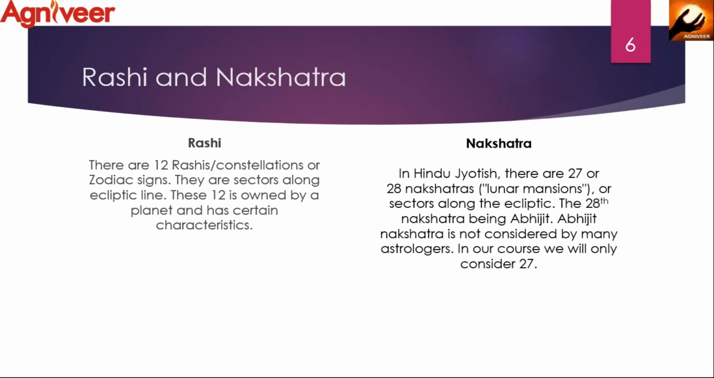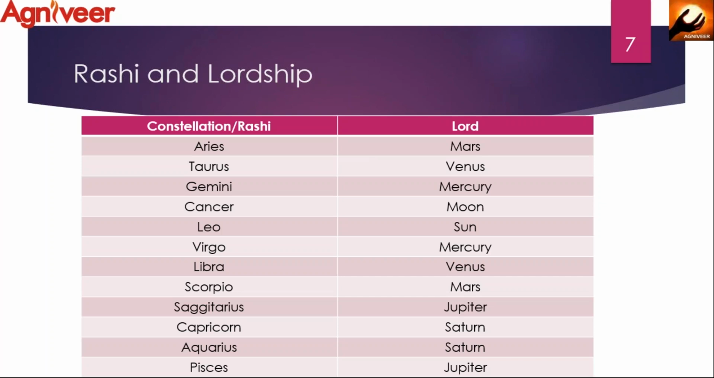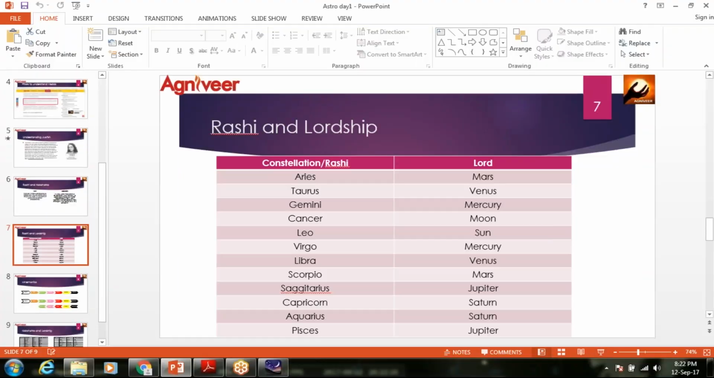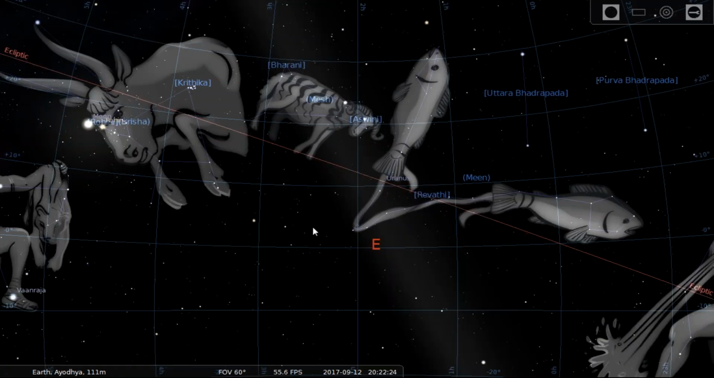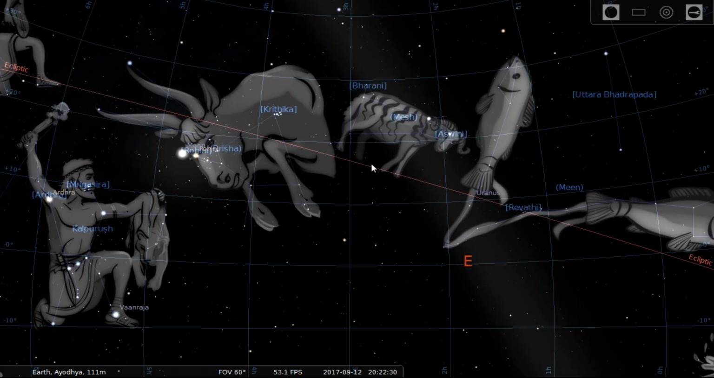But for our consideration and in due course, we will only consider these 27 nakshatras for our calculation and further analysis. And apart from that, we have these 12 rashis, or 12 zodiacs. So let me show you in another way. I have this software, called Stellarium. I hope you can see all this. I think all the constellations are visible to you, right?